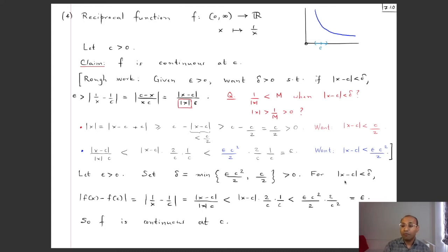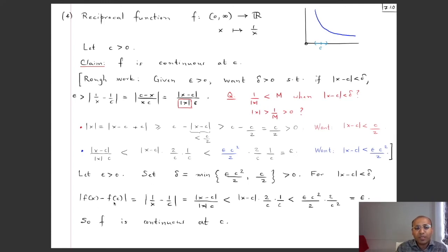Now, whenever I take any x in the domain, so x is a positive number, that satisfies that its distance to C is less than delta, I know that since delta is the minimum of these, in particular |x − C| is less than each of these numbers. So |x − C| is less than C/2 and also less than this one. Now, does this delta do the job? Does it make |f(x) − f(C)| less than epsilon? Let's check that. So basically we have to retrace the steps now.